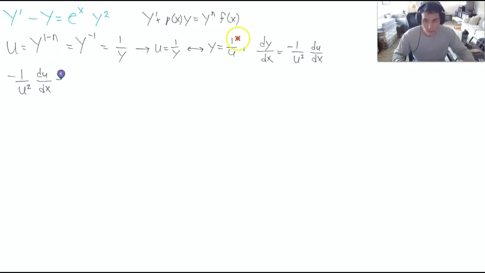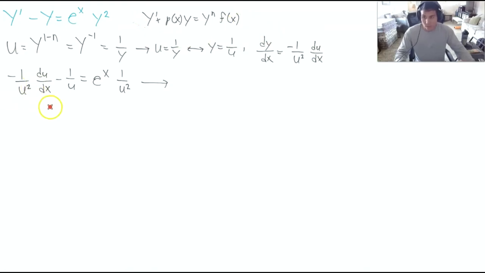Minus y, which is minus 1 over u, and this will be equal to e to the x, and then y squared is going to be 1 over u squared. Okay, there we go. Obviously this is kind of ugly like this, so we want to make it go back to the earlier form.